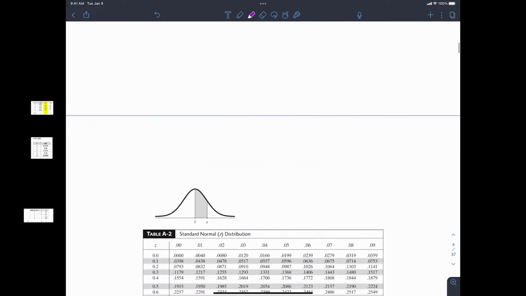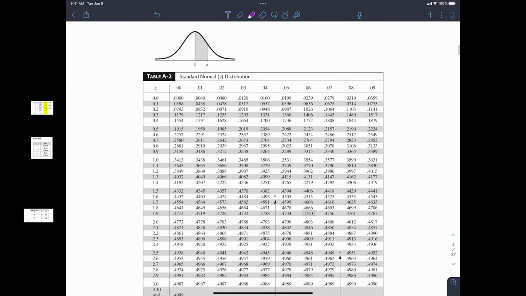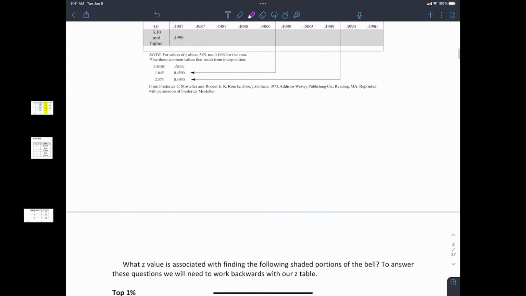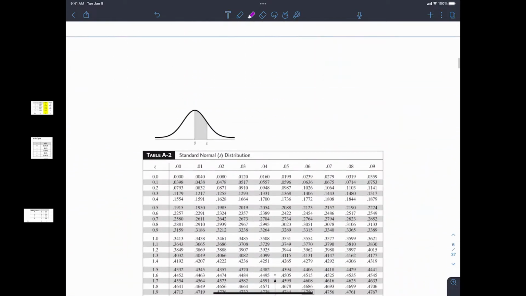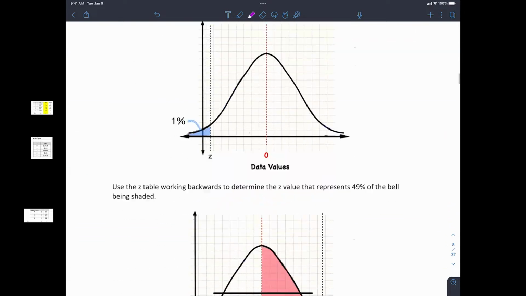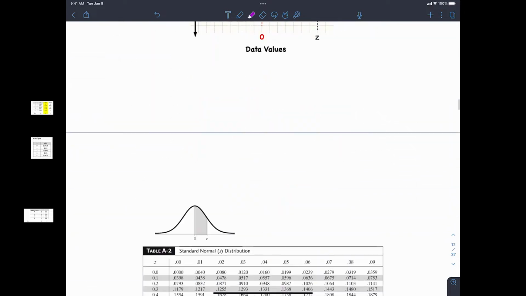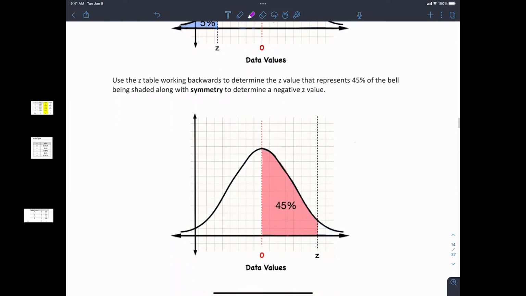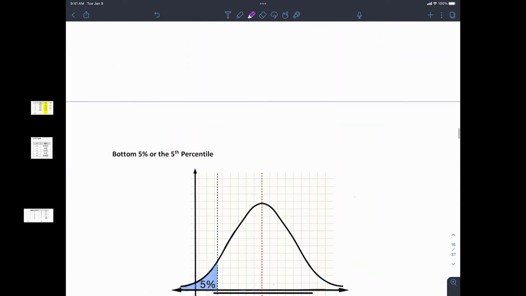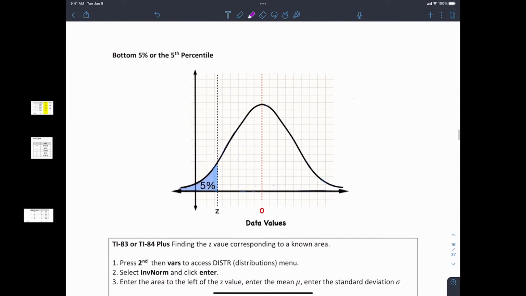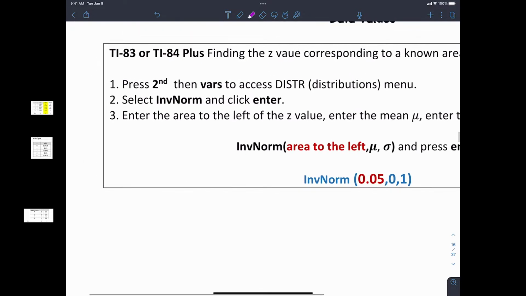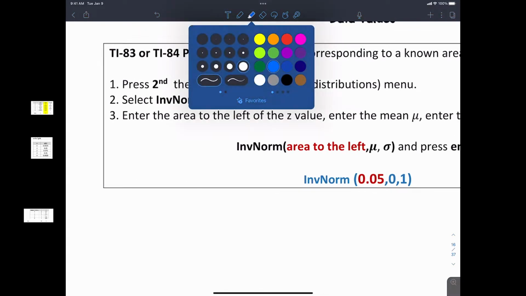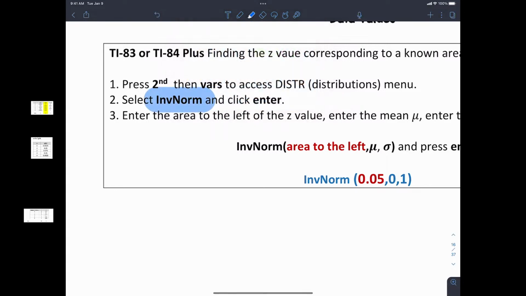Again, we don't need to know these Z values, like some of you may have had to use in the past. We don't need to know how to work backwards with some of these things here. This is what the notes I had for working backwards back in the day. If you ever get time, I'll edit this. But we're going to find a lot of these things with the TI. So we're going to skip over that. How do we do things with the TI? We're going to learn about something called the inverse norm key, inverse norm. That's working backwards.